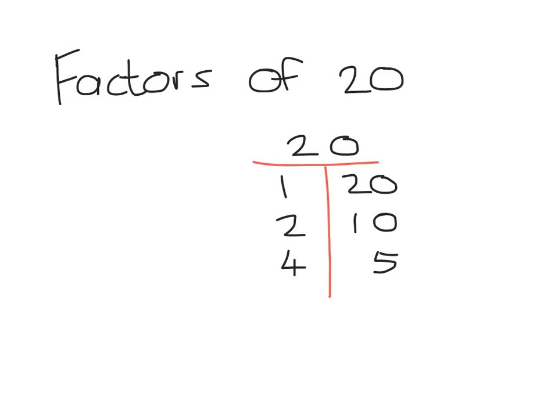The next number would be 5, but we've already got that, which means that we have got all of the factors. We've got 1, 2, 4, 5, 10, and 20. There are 6 factors of 20.